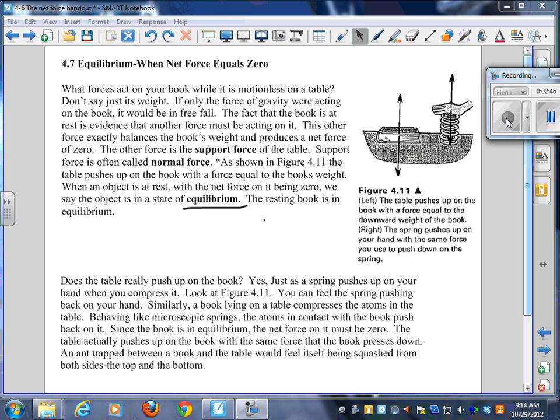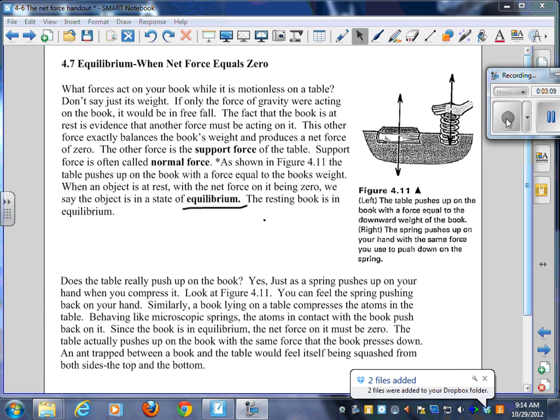Okay. Does the table really push up on the book? Well, some individuals have brothers that claim that that's not true. Yes, just as the spring pushes up on your hand when you compress it, look at figure 4.11. You can feel the spring pushing back on your hand. Similarly, a book lying on a table compresses the atoms in the table. Behaving like microscopic springs, the atoms in contact with the book push back on it.